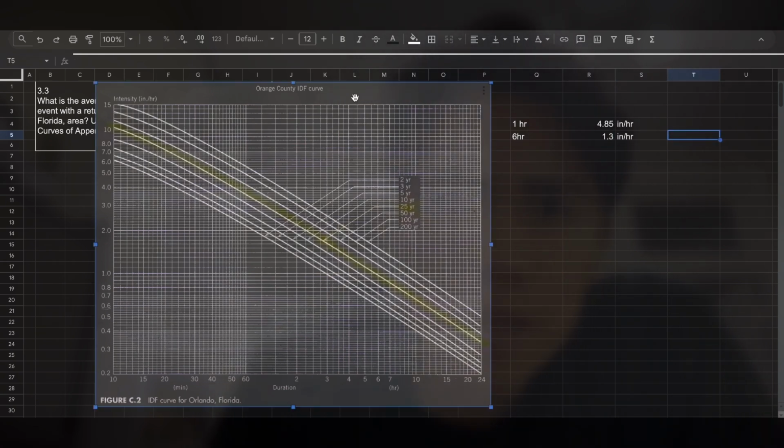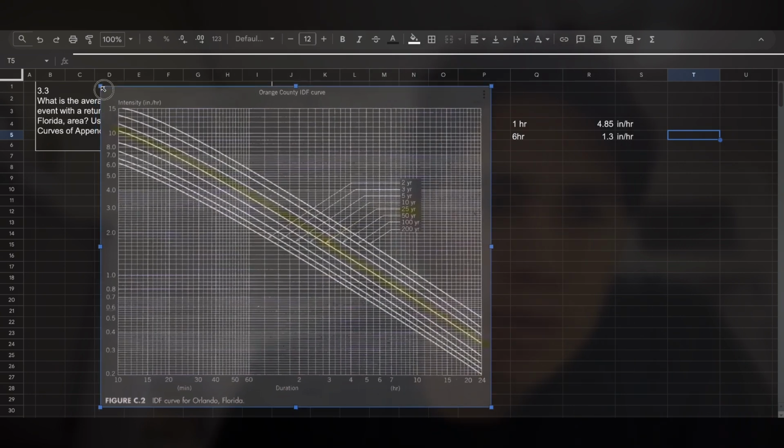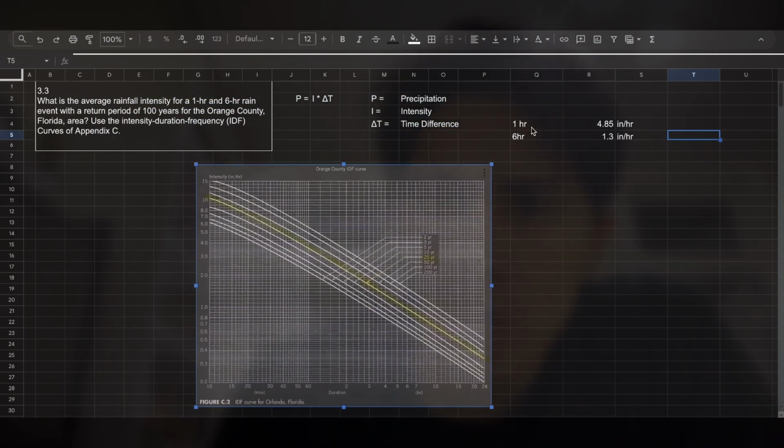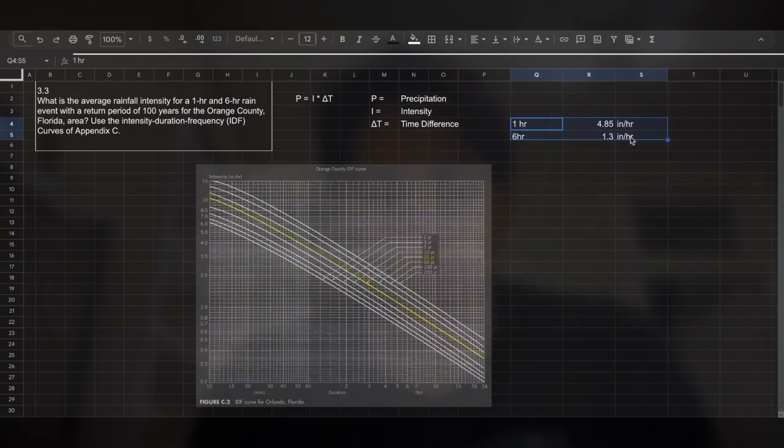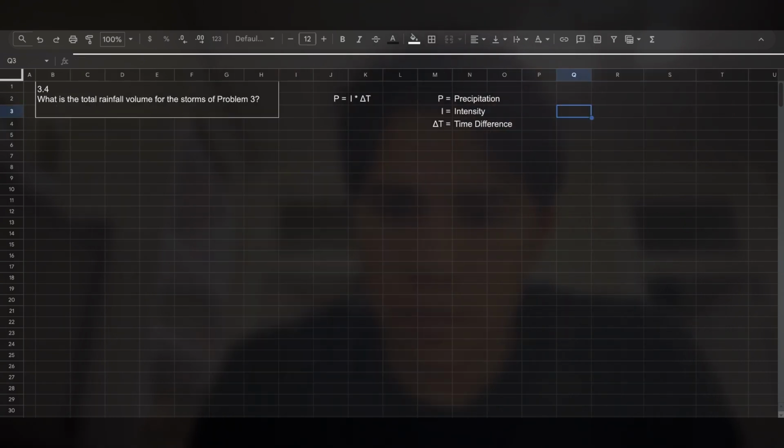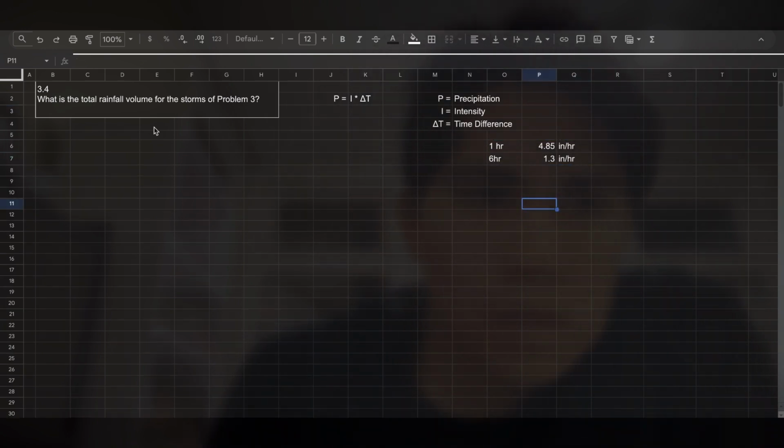And that's how you use an IDF curve. It's pretty simple. Now, this is it for this problem. Problem 3.4 will ask us to use actually this data. So let's copy this and let's plug it somewhere in here. So problem 3.4 says, what is the total rainfall volume of the storms of problem 3?